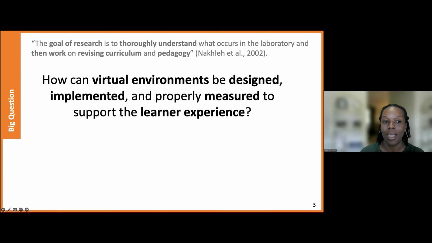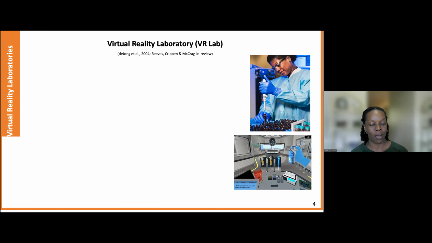From that, I'm really interested in how a virtual environment can be designed, implemented, and properly measured, because we all know measurement matters in supporting the learner experience. And so what I did was, I have a few words that I want to just clarify for everybody in here. So when I say 2D, see if it'll come up.